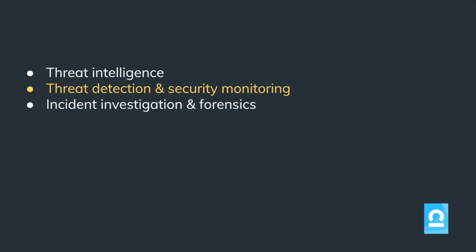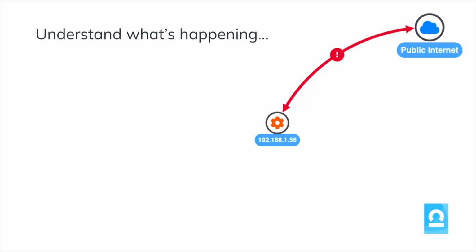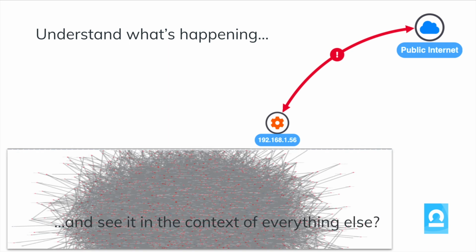So we're now going to move on to the next area, which is live real-time threat detection and security monitoring. And the challenge here is a slightly different one. The challenge here is that you need to be able to understand what's happening. So here's an example of something bad happening. Perhaps there's a device in one of my factories, or in my infrastructure, which has suddenly started communicating with the public internet in a way that it's never done before. That's a great indicator that we've got a problem. But the challenge is this is just one node out of many, and how can we understand the important stuff when it's buried in a sea of everything else that's going on?